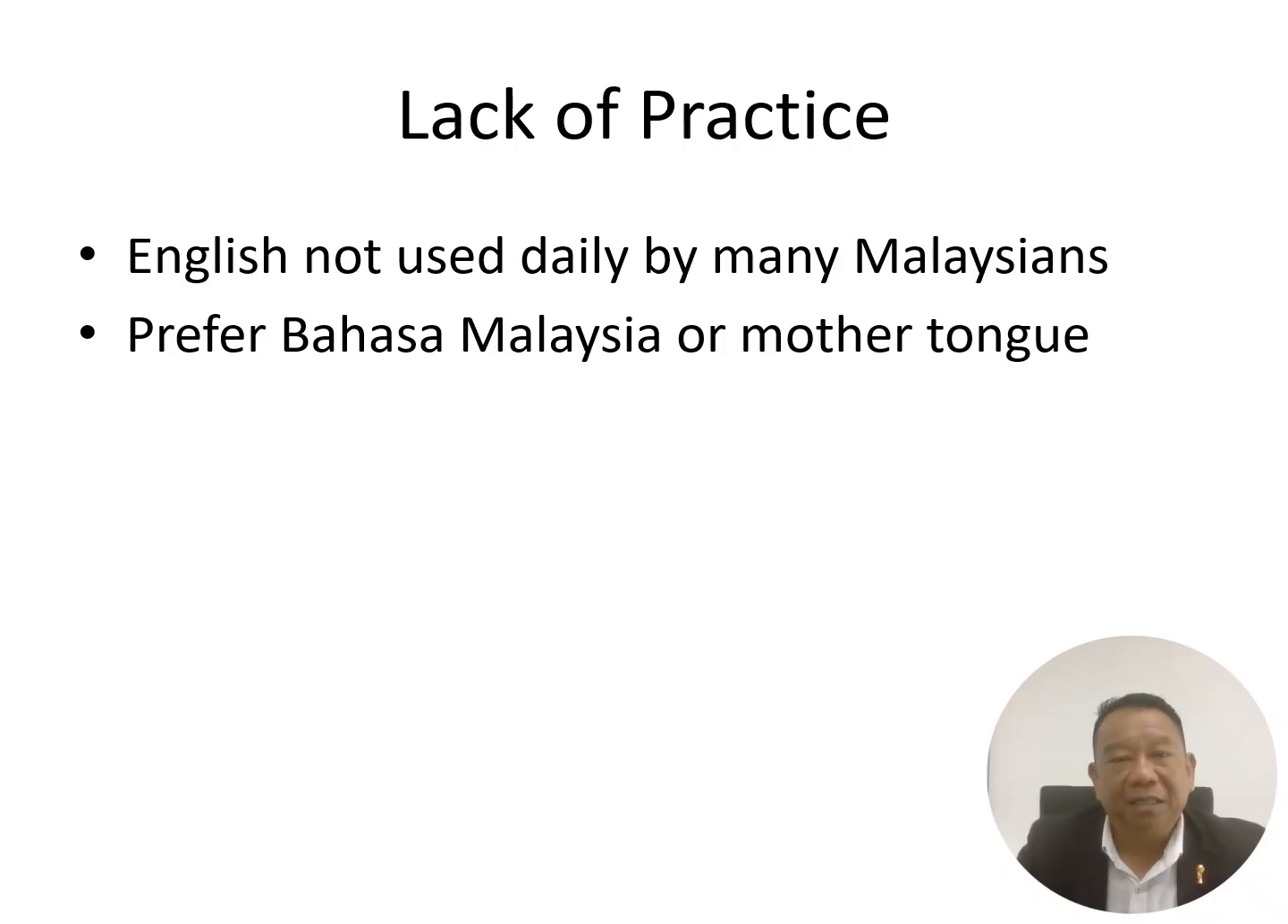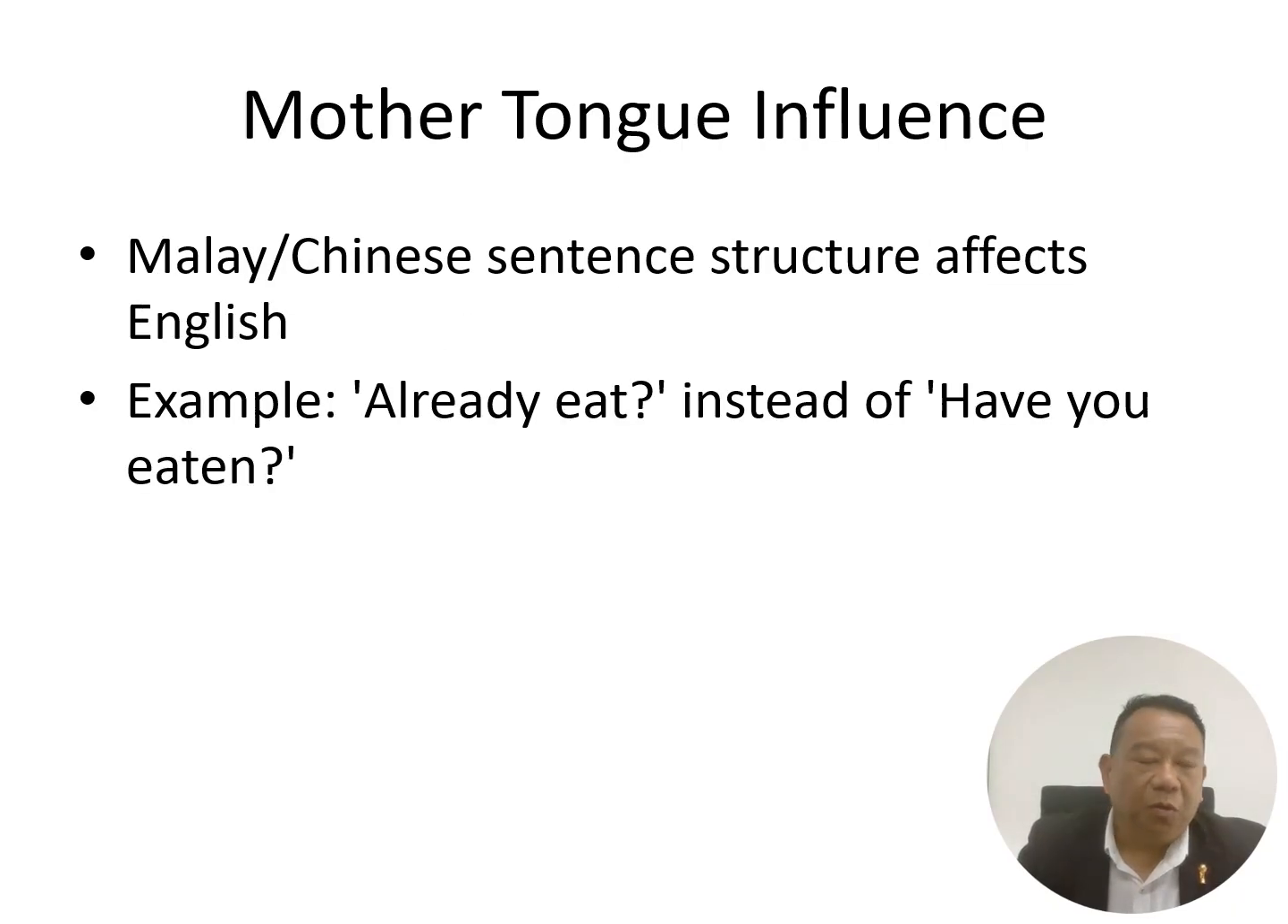Another issue here is the lack of practice. English is not used daily by many Malaysians, and we prefer Bahasa Malaysia or other mother tongues as our language. The mother tongue also influences our language. For example, Malay and Chinese sentence structures affect English. Example: "Eat already," from "sudah makan," instead of "Have you eaten?"